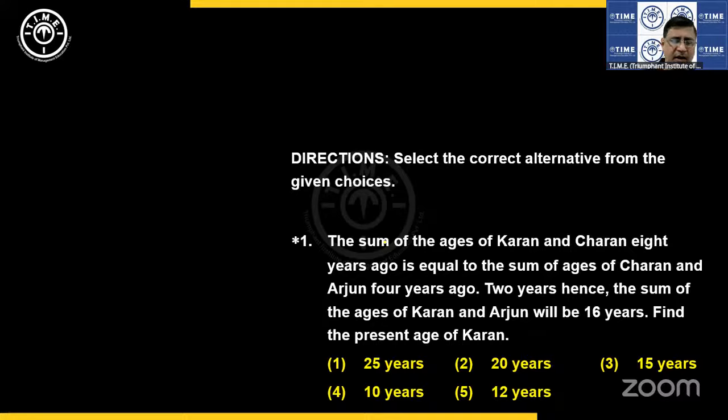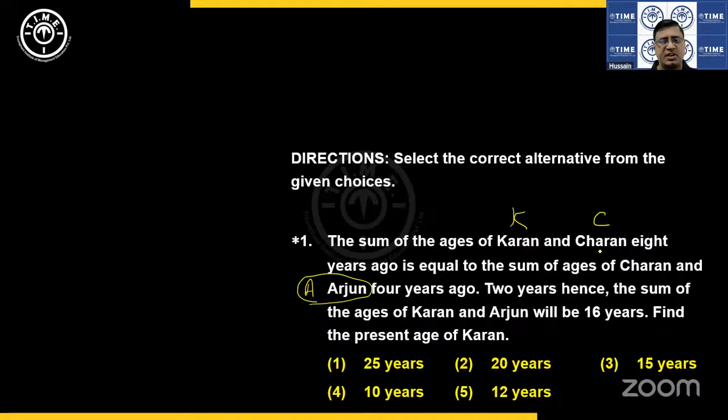Look at the first question on your screen. The sum of the ages of Karan and Charan 8 years ago is equal to the sum of the ages of Charan and Arjun 4 years ago. 2 years hence, the sum of the ages of Karan and Arjun will be 16 years. Find the present age of Karan. Dear students, I am using K for Karan, C for Charan, and A for Arjun.